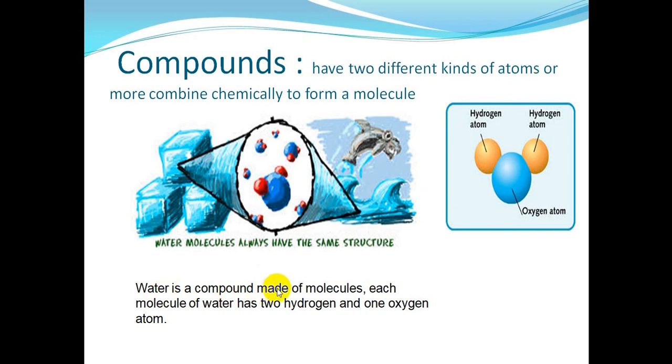Water is a compound made of molecules. Can you see here? We have many molecules of water. Each molecule of water has two hydrogen and one oxygen atom. The water in the ice, the water you drink, the water in your house is the same water in the ocean. They all have the same molecules. They all have two hydrogen atoms and one oxygen atom.